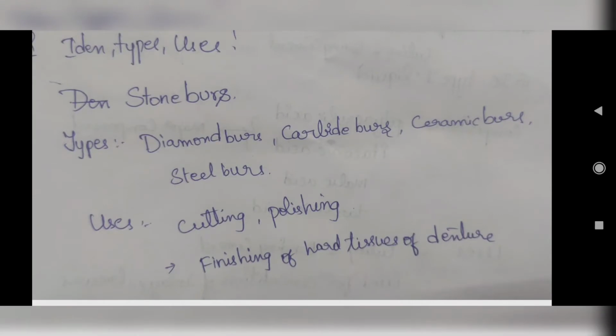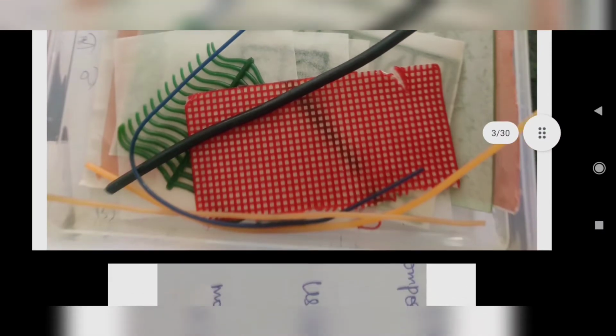We have different types of burrs, based on the material in which these stone burrs are made. We have diamond burrs, carbide burrs, ceramic burrs, and steel burrs. And what are the uses of these stone burrs? They are used for cutting, polishing, and finishing of hard tissues of the denture. So let's go to the next spotter.